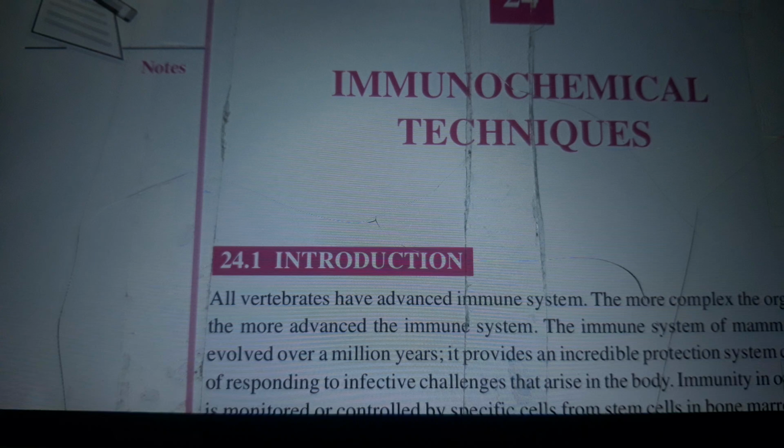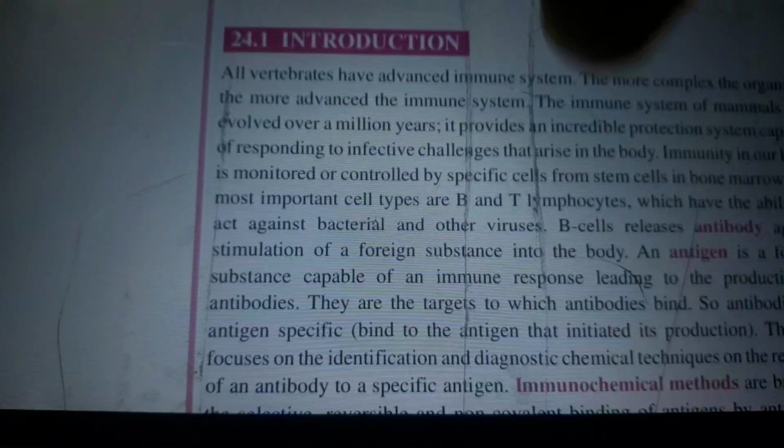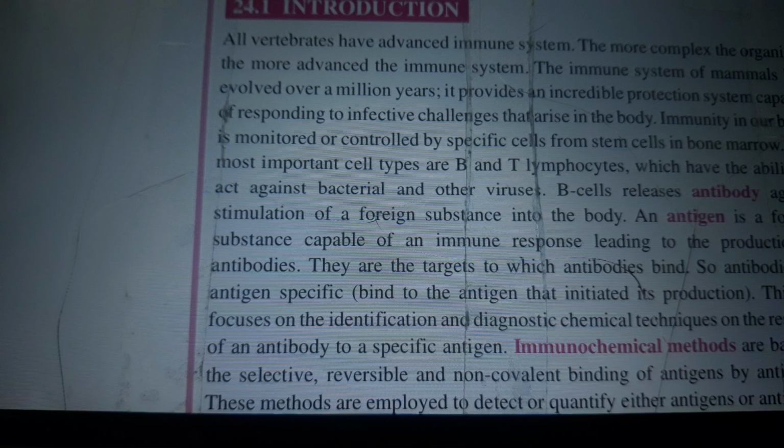We now have come to the next topic, immunochemical techniques. Introduction. All vertebrates have an advanced immune system. The more complex the organism, the more advanced the immune system. Right? And the immune system of mammals has evolved over a million years. It provides an incredible protection system capable of responding to infective challenges that arise in the body.